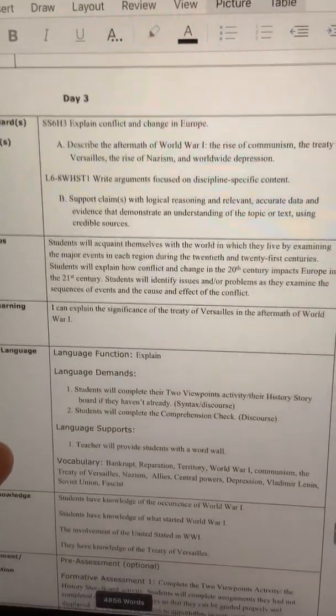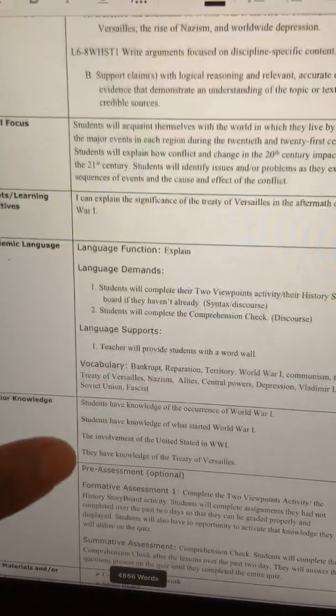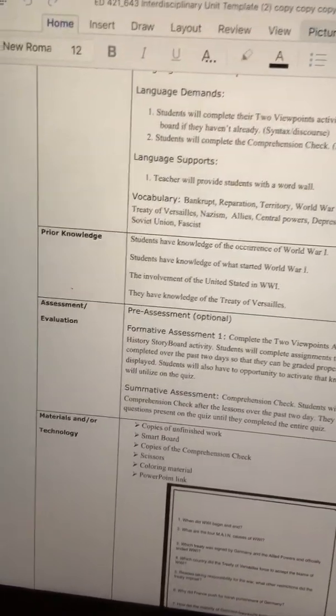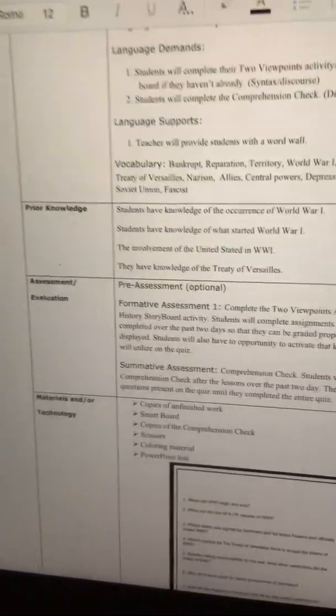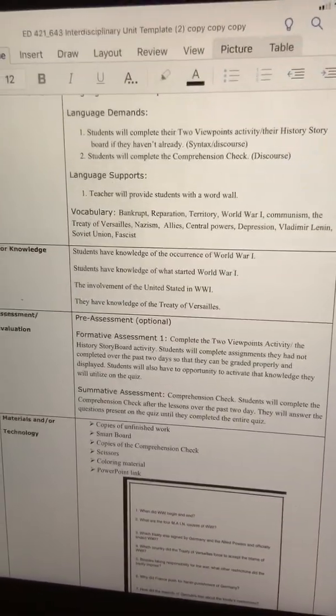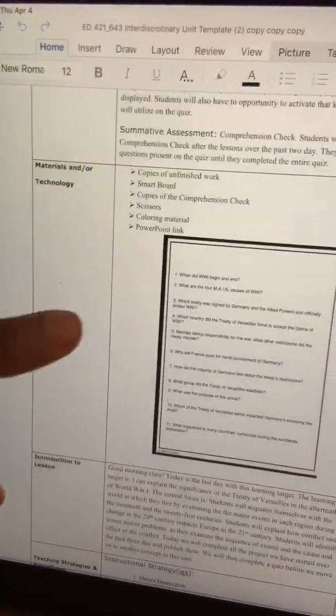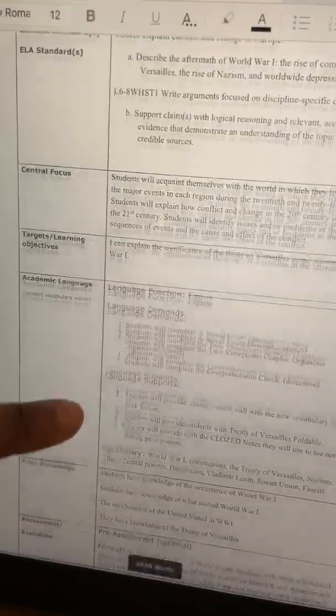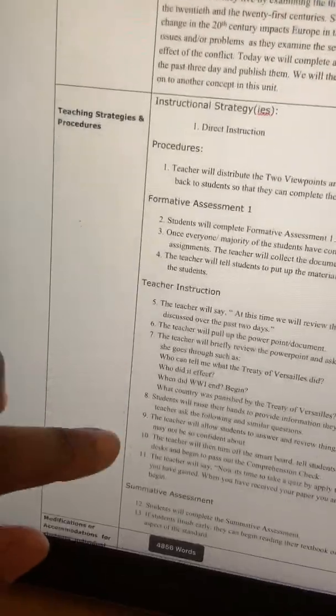And then on day 3, it is still the same standard, ELA, and learning target. This time students will complete whatever activities from day 1 and day 2 that have not been completed, such as the 2 viewpoints activity or the history storyboards, since it is an illustration and they get to color or draw and stuff. So I'll give students that extra time to complete that. And then students will complete the comprehension checkpoint again.